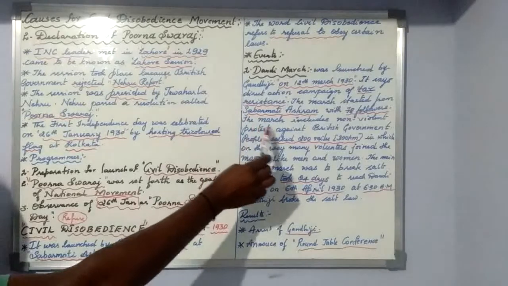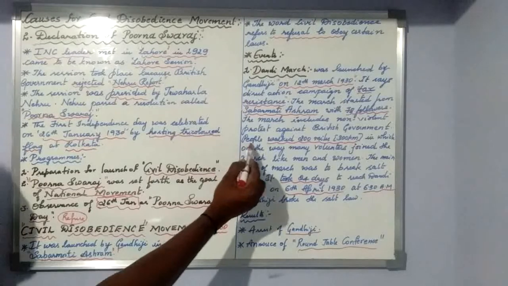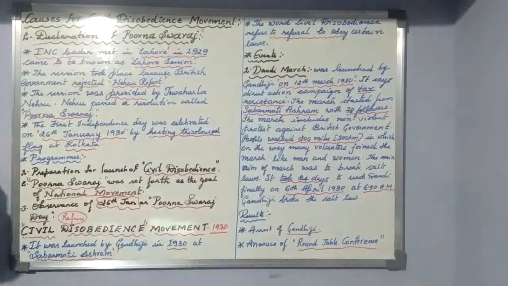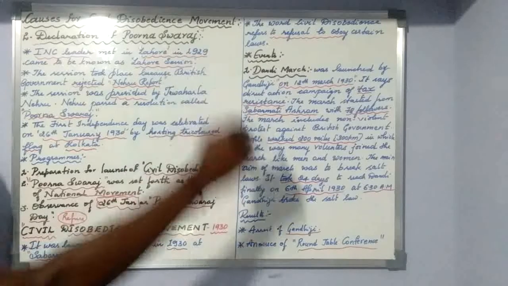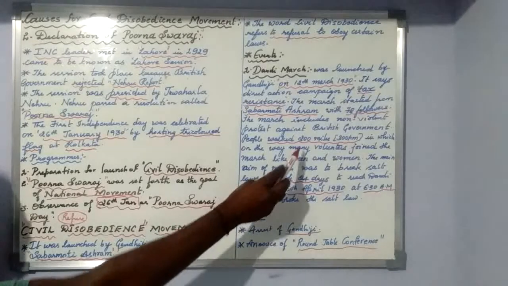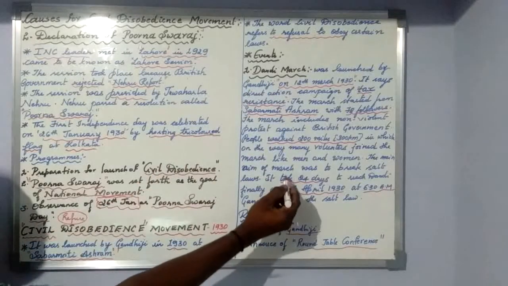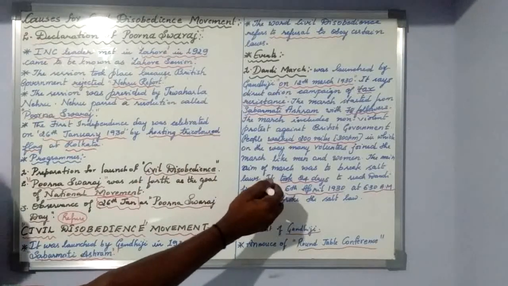Okay, the march included the method called non-violence. It was a non-violent protest against the British government. To reach Dandi in Gujarat from Sabarmati Ashram, almost 200 miles, about 300 kilometers, they walked barefoot, and on the way many volunteers, men and women, joined the march. The main aim of this Dandi March was to break the salt laws in India.